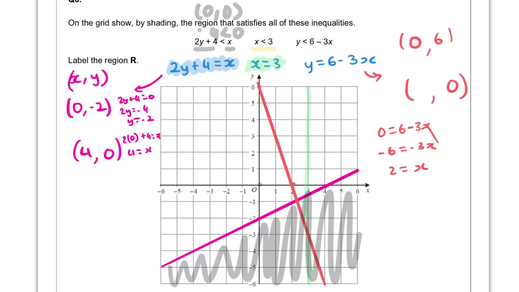Then x is less than 3. Where is x less than 3? Is it on this side or on this side? Well, we know it's on the left-hand side. So this is all of x is less than 3.